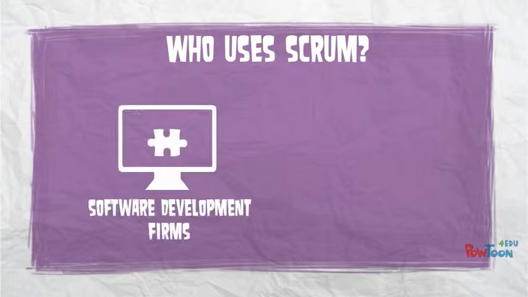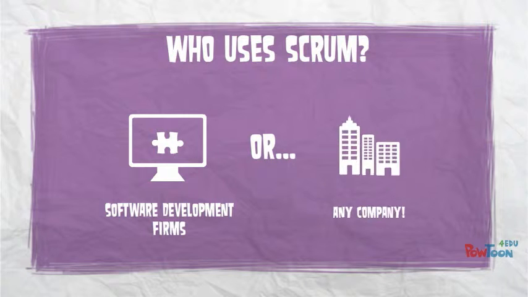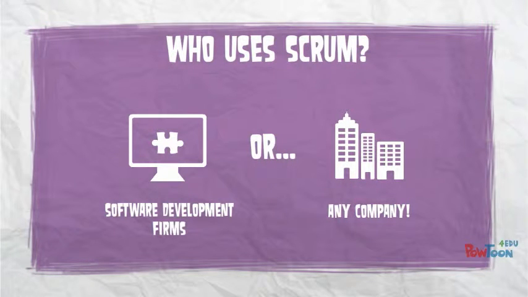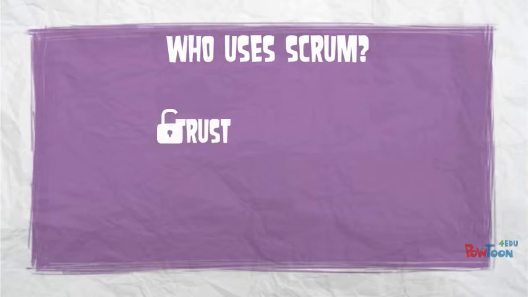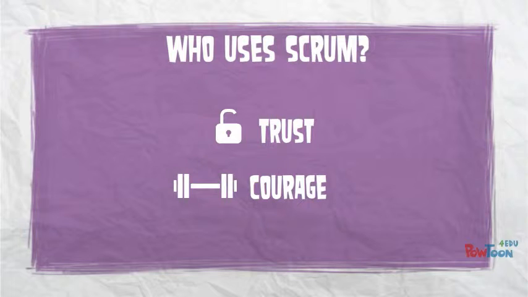Scrum is used mainly by software development firms, but can be used by any company with a desire to utilize an agile project management framework. Adapting Scrum takes trust and courage, so it is important that any company that attempts to use Scrum has those qualities.